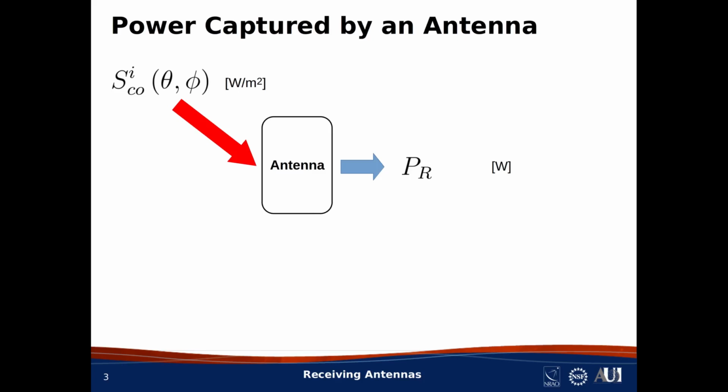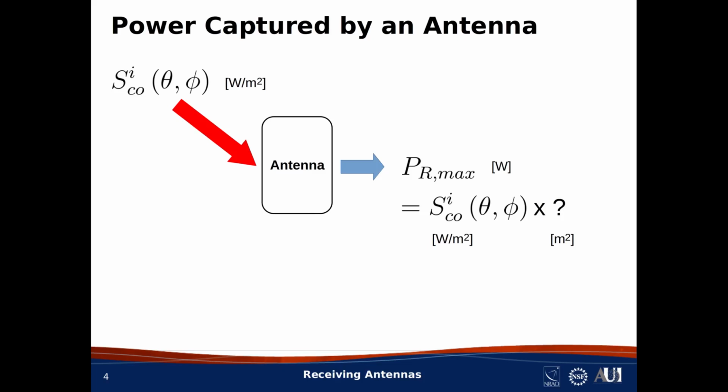So, the incident wave is described as the copolarized spatial power density, S super I sub CO, incident from the direction theta phi. This wave arrives at the antenna, and in response, the antenna delivers power P sub r to whatever it is attached to, which is probably a receiver. So we want an expression for P sub r in terms of S super I sub CO.